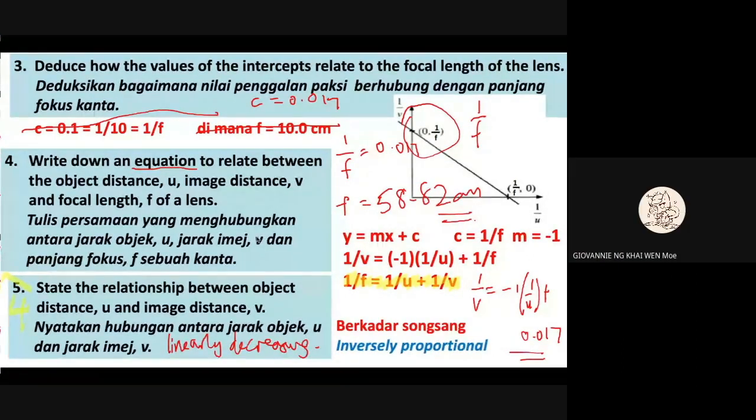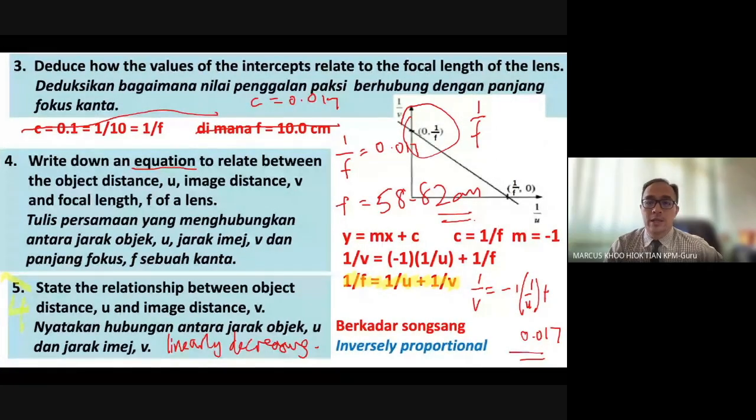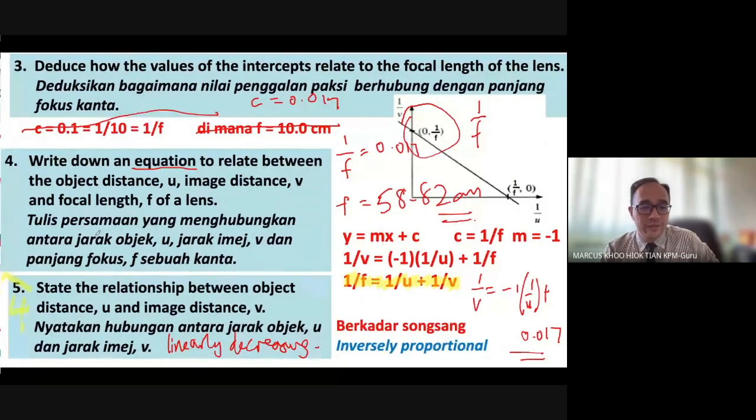Sorry to disturb, but if it's linearly decreasing, then it has to be 1 over v. Oh, yes, correct. I know. So thank you very much. 1 over v is linearly decreasing with 1 over u. But if it is just v and u, you're right: v is inversely proportional to u. Oh dear, my writing is all over the place, but roughly there. If it's linearly decreasing, then 1 over v is linearly decreasing with 1 over u.